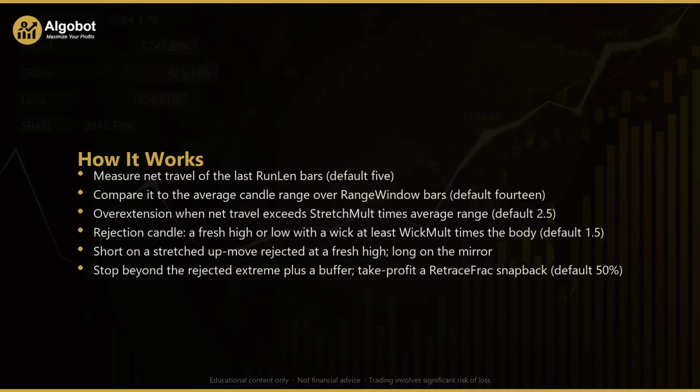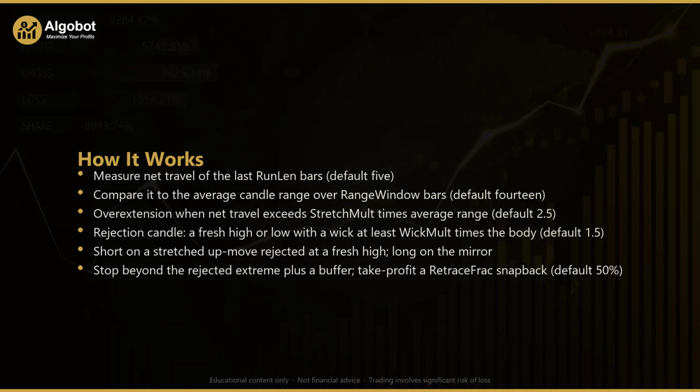First, it builds context. It measures the net directional travel of the run feeding into the most recently closed bar, specifically, the difference between that bar's close and the close from runline bars earlier, which defaults to 5. Then it calculates the average candle range over the range window, which defaults to 14 bars. This average represents the market's own recent rhythm. The move is considered overextended only when the net travel exceeds stretch multiple times that average range, by default, 2.5 times. If price has covered far more ground than usual, the leg is flagged as stretched.